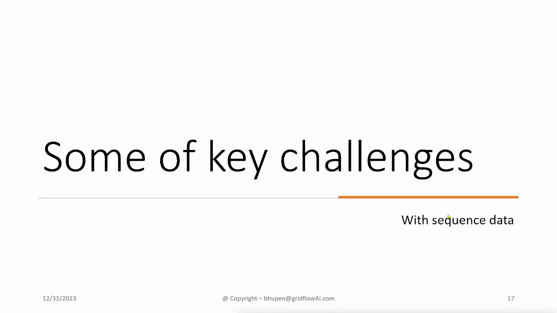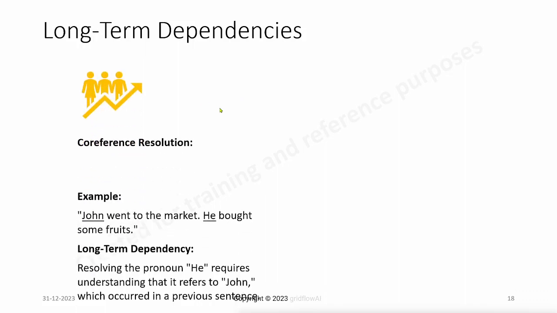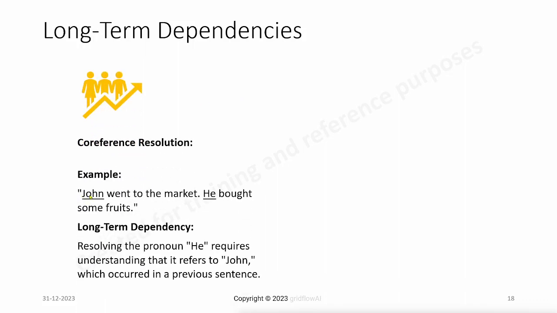Some of the key challenges with sequence data: long-term dependencies. Let's take an example. If we look at the sentence, "John went to the market, he bought some fruits," here the word "he" is actually John, and that's called co-reference resolution or long-term dependencies. In text, the long-term dependency can be longer than the few words that you see here. It could be more than 200 words, or even longer than that.